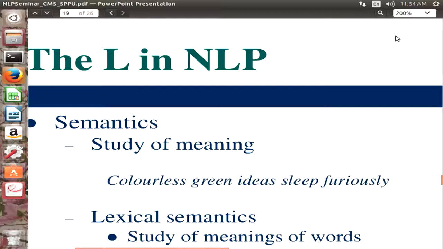So, right? It's fine. Should I proceed? Yes? Yeah, so? Is it a sentence in English? Yes, why do you say that? It's syntactic. Why do you say that?